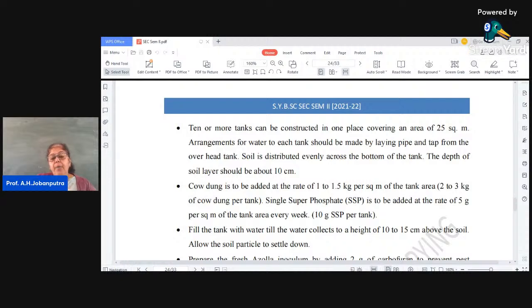You add cow dung 1 to 1.5 kg per square meter of the tank.